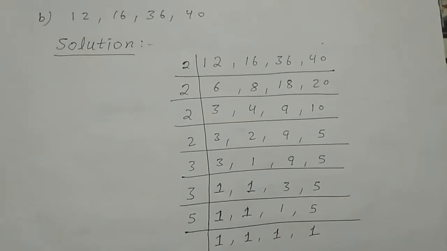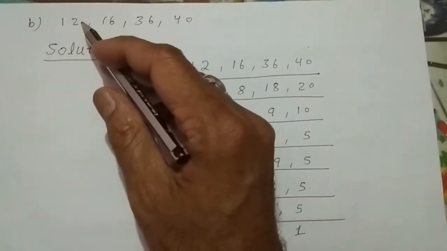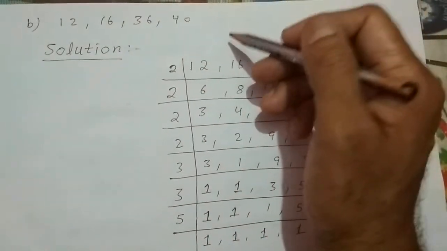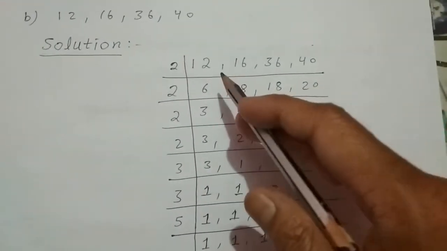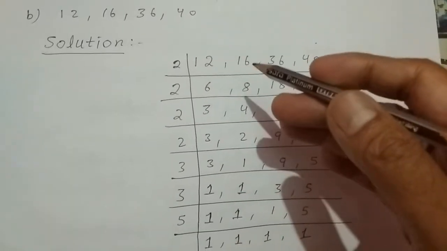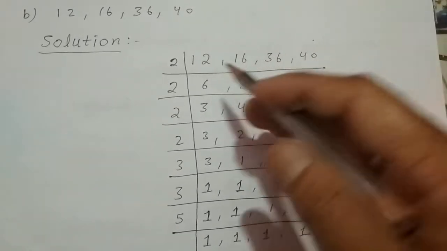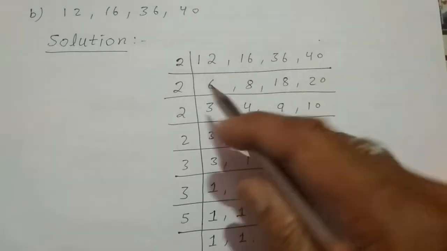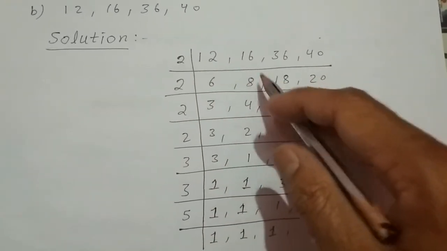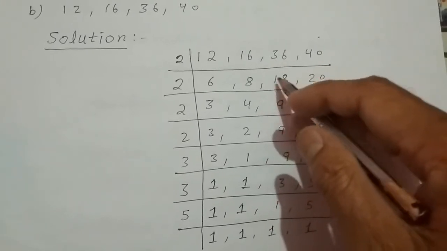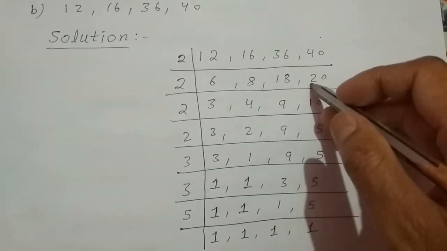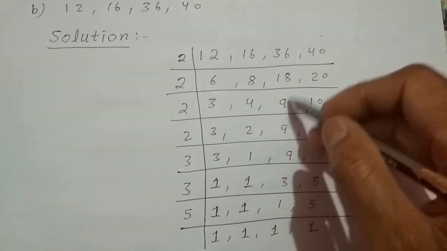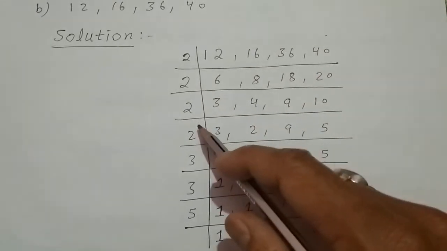B. We have to find out LCM of 12, 16, 36, 40. Solution. We will use the same method, the division method. 12, 16, 36, 40. 2 into 6 is 12, 2 into 8 is 16, 2 into 18 is 36, 2 into 20 is 40.